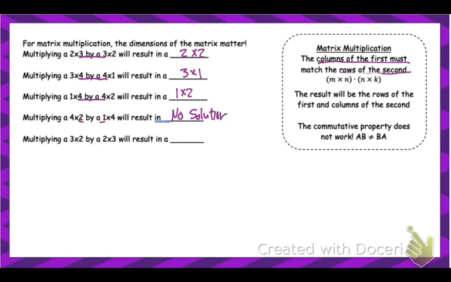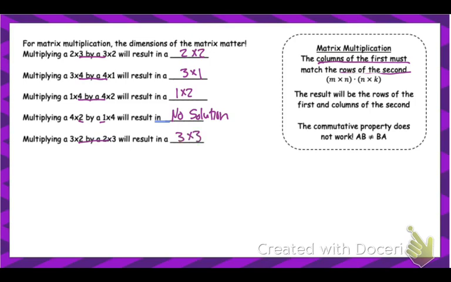So what's important to note here, that commutative property that you're used to, like 2 times 4 is the same thing as 4 times 2, that does not work with matrices. Just because you can multiply, let's say this was matrix A and this is matrix B, you cannot necessarily do B times A. It completely depends on what those dimensions are. So be careful about that. The order here does matter. All right, so multiplying a 3 by 2 by a 2 by 3, the middles match, so my result would be a 3 by 3.